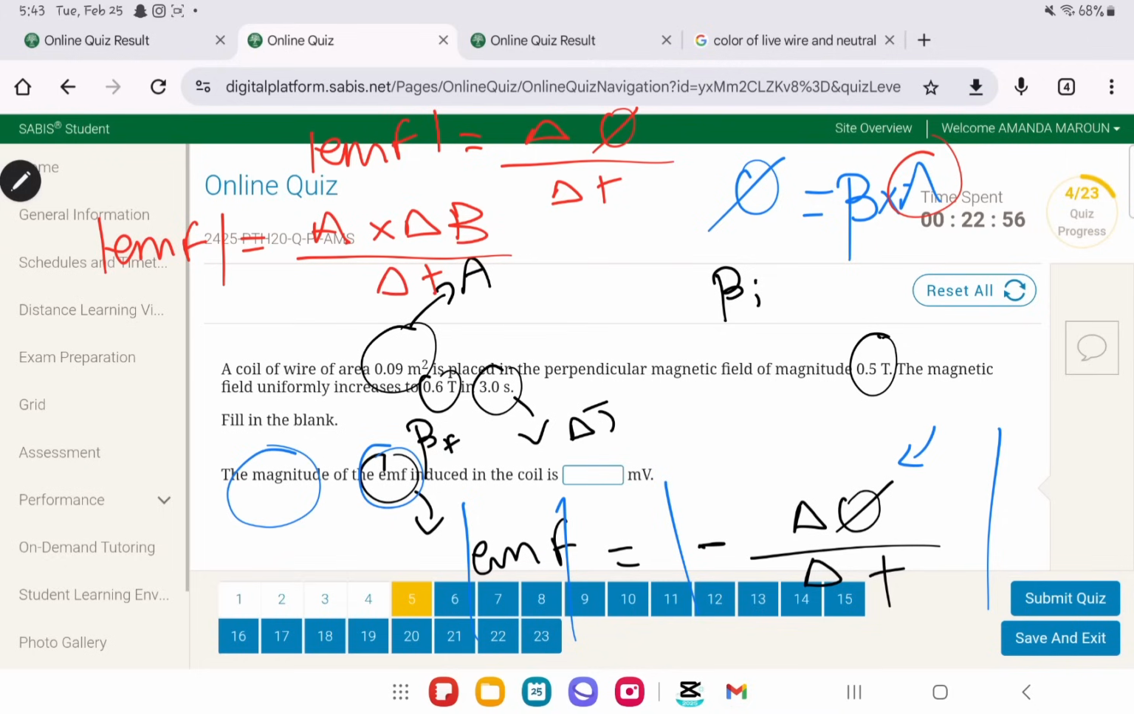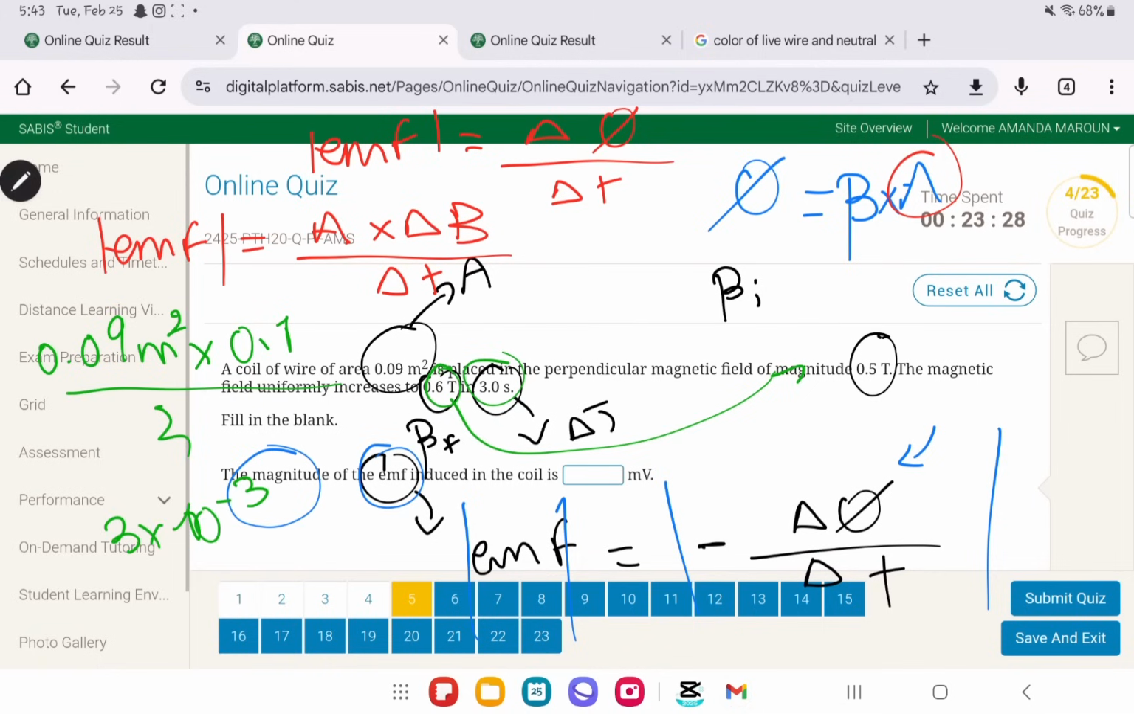Now all we need to do is substitute our answers. So our area in this case is 0.09 meter squared, times the change in magnetic field. So it's going to be 0.6 minus 0.5, which is 0.1, over the change in time, which is 3 seconds. If you put it on your calculator, you are going to get 3 times 10 to the power of minus 3.